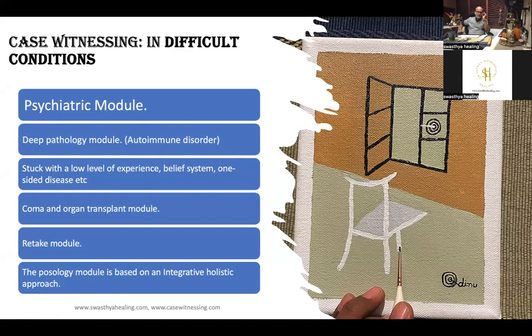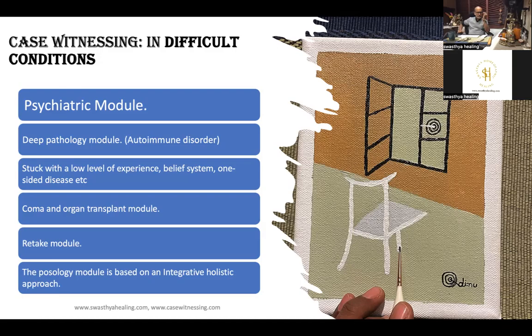people who are stuck with a low level of experience, belief system, one-sided disease, and retake. This is the case taking module, and then how to select a remedy, a specific posology module, its general concept, and a specific posology module in such difficult conditions.